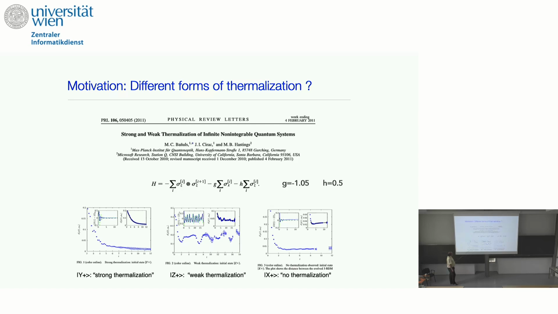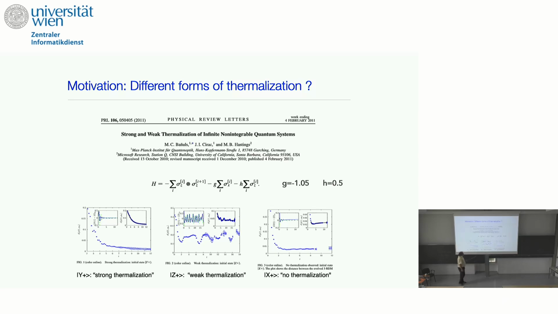For example, the state Y plus was qualified as having strong thermalization character, which means that the distance between the thermal density matrix and the one simulated would decrease quickly as a function of time. And then there were two other states, called the Z plus and the X plus, where at the time one was called weakly thermalizing, and the other one no thermalization.